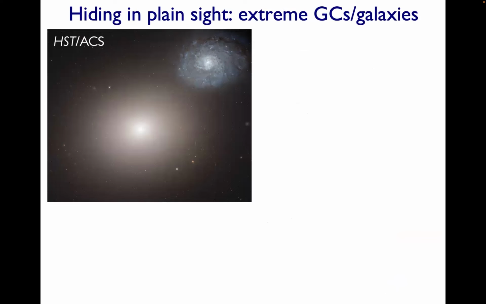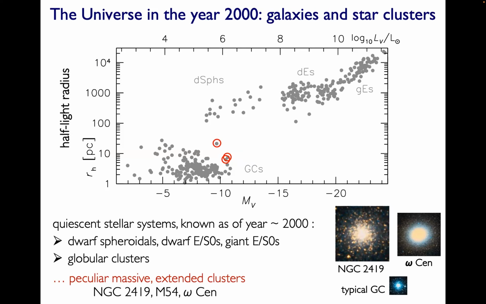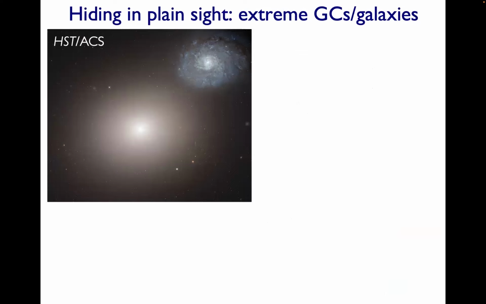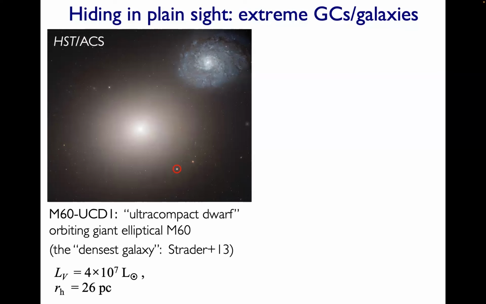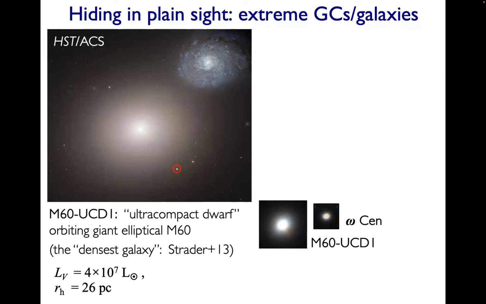So fast forward a few years to this nearby Virgo galaxy, M60. This object I've highlighted here looks like a star, but it's actually a tiny galaxy. My collaborator Jay Strader found this. It was the densest galaxy known at the time, an example called an ultra compact dwarf, with a half-light radius of 25 parsecs and a few times 10 to the 7 solar luminosities. To scale, here is what that would look like compared to Omega Cen, much larger, but still much more compact than a normal galaxy. You can see it's pretty bright.